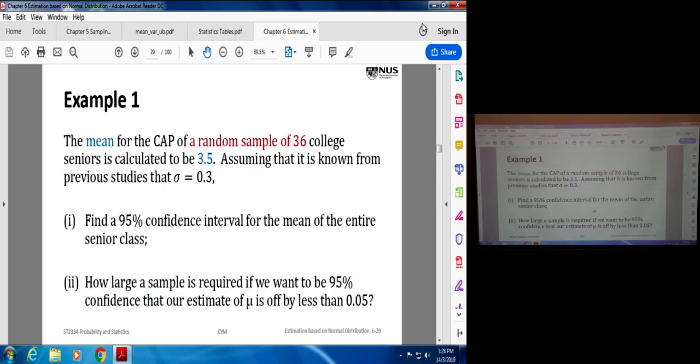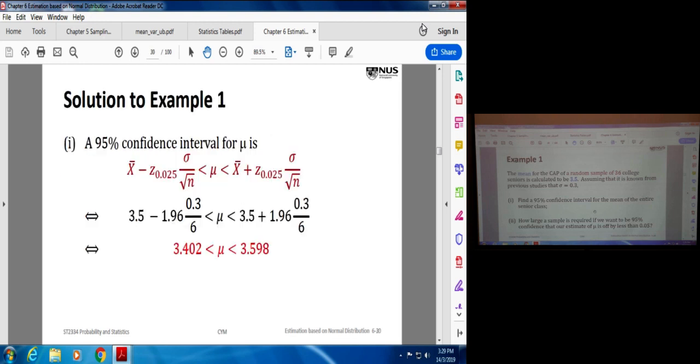The mean CAP of a random sample of 36 college seniors is calculated to be 3.5. That's CAP, not GPA. And we're assuming that we know from previous studies that the standard deviation of this CAP is 0.3. We're asked two questions. One, I want to find a 95% confidence interval for the mean of the entire class, and we'll think about the second in a moment.